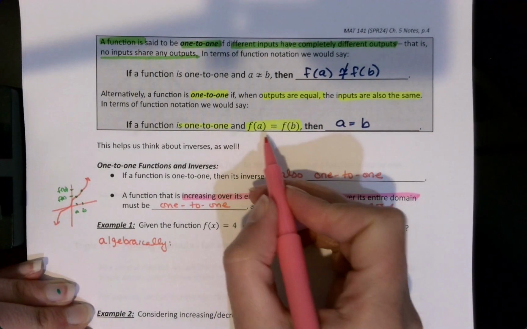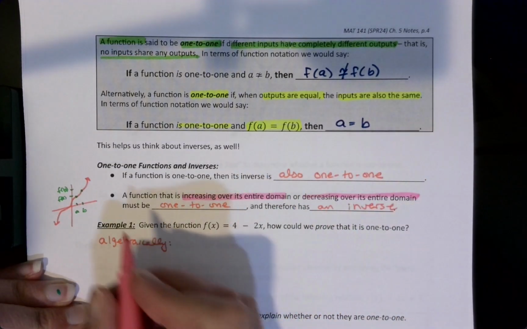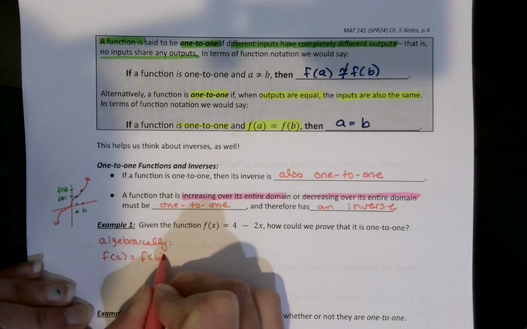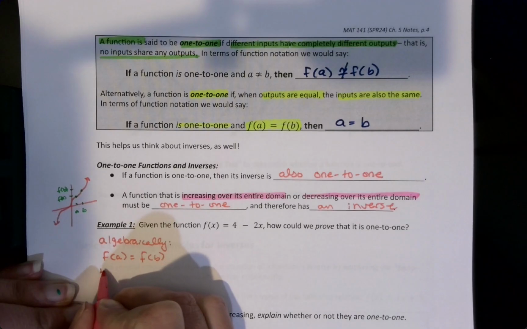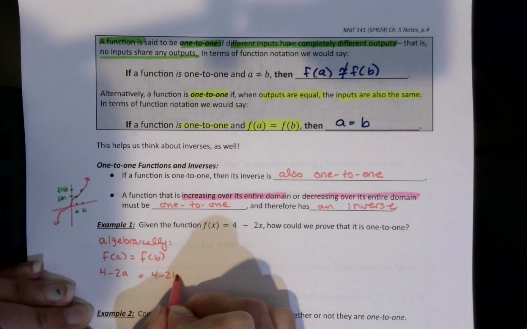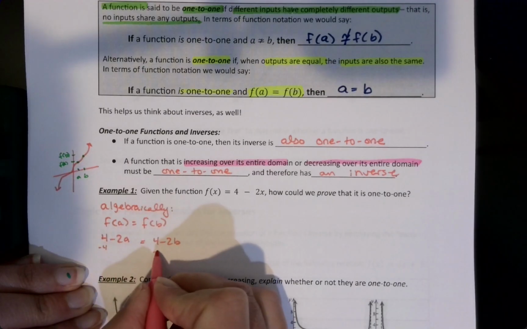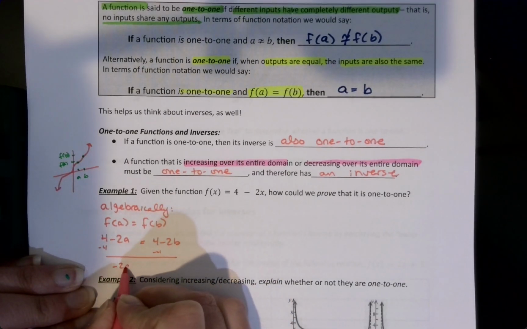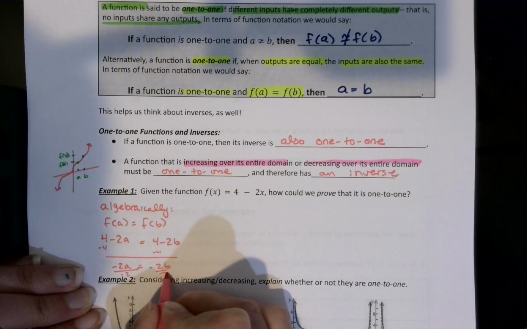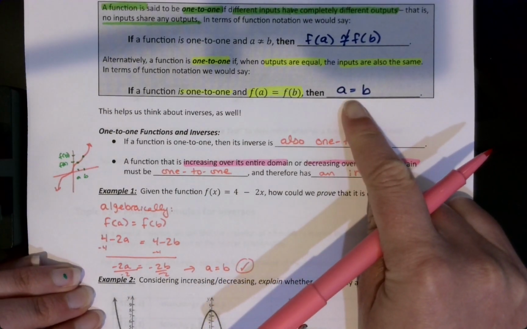By definition, we're going to say that if f of A is equal to f of B, we need to demonstrate that A is equal to B. So let's start with f of A equals f of B. F of A would be 4 minus 2A, and f of B would be 4 minus 2B. If we solve by subtracting 4 from both sides, negative 2A is equal to negative 2B, and then divide by the negative 2, this would lead to A equals B, which is the desired outcome in order for the function to be one-to-one.